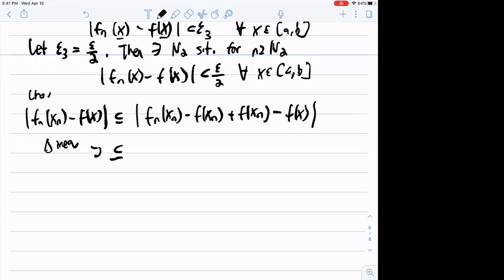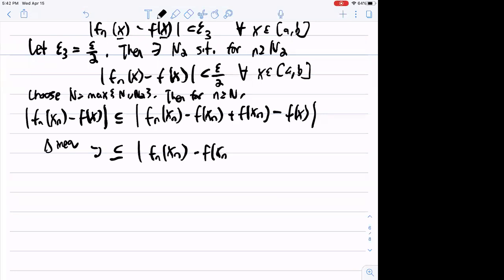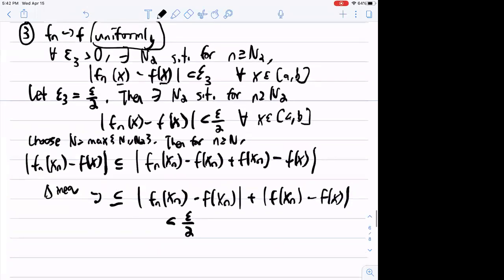So choose n to be the maximum of n1, n2, right? Then for n bigger than or equal to n, this is true. So this is just the triangle inequality. Hopefully nothing too hard here. So the hard part: why is this less than epsilon over 2? By 3, right? This result holds for all x in AB, so in particular, it'll hold for any xn. So this is less than epsilon over 2 by 3.